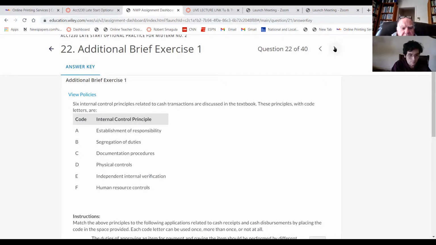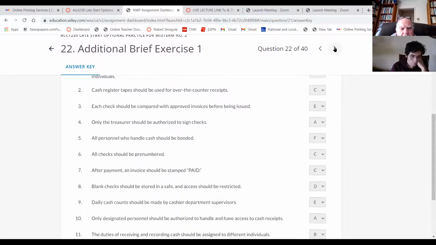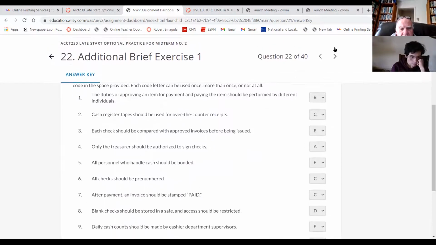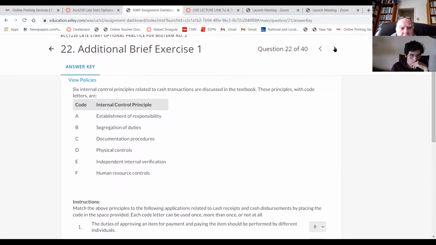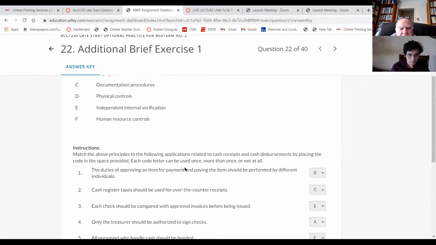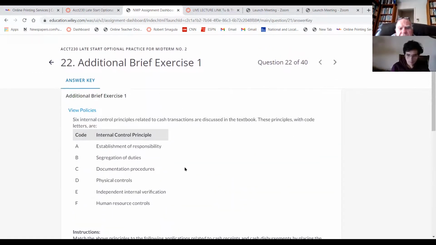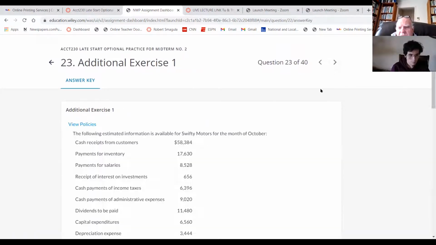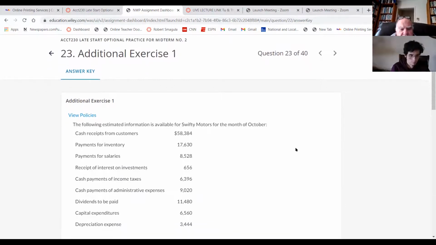Now they're talking about the different controls, and I'll let you work your way through this. Not much I can do in terms of a test review, but we know that we have these 6 internal control principles: establish responsibility, segregate duties, document procedures, physical controls, independent verification, and so on. And there's different things you can do that come under each of those. You just have to read that one chapter, which is a little on the boring side. I believe it was chapter 7.